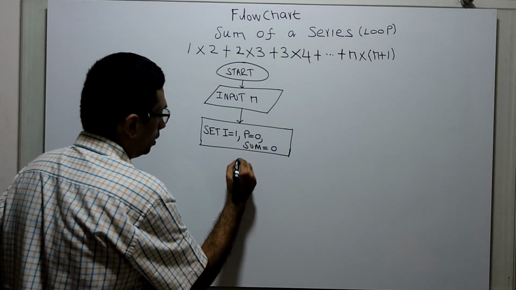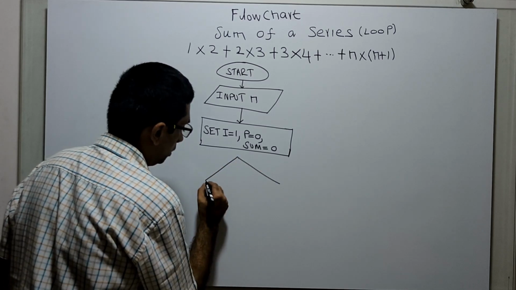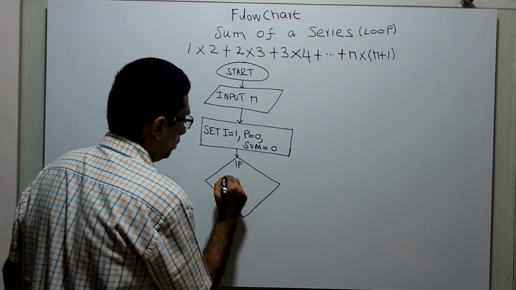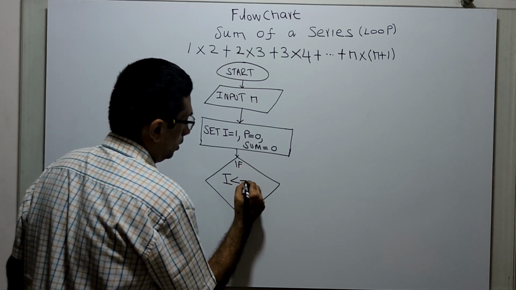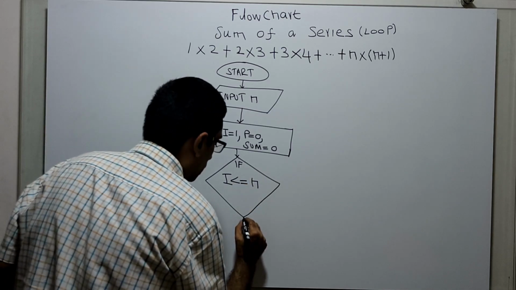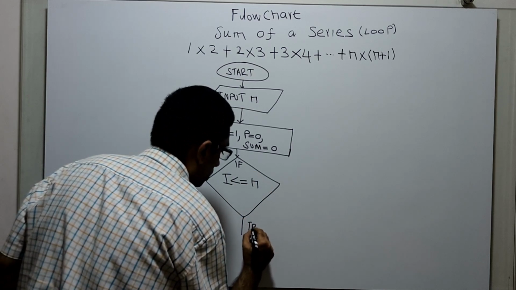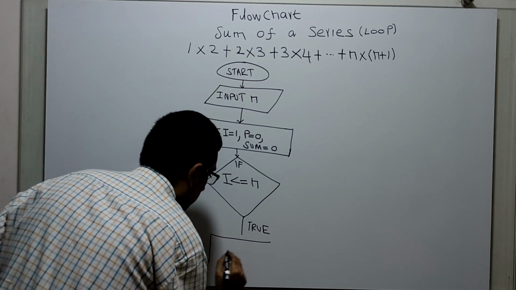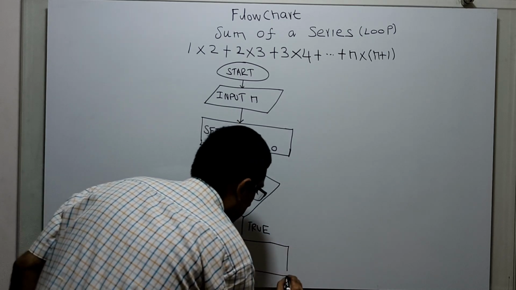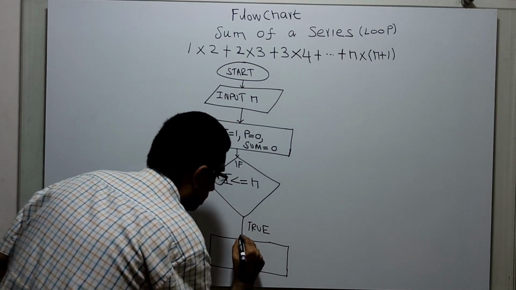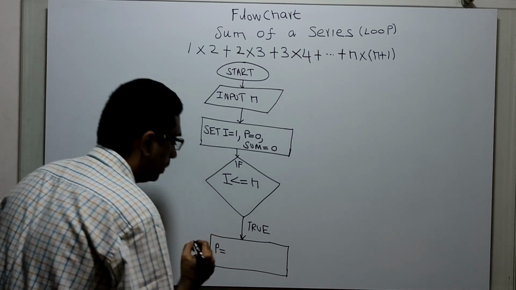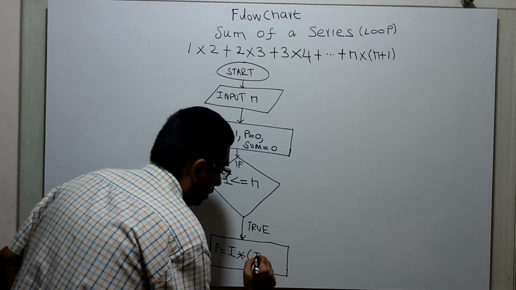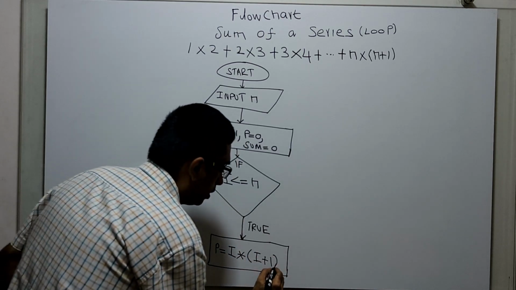Next, I am checking if I less than or equal to n, which is true. True means I am calculating the p. P, the variable, is to store the product of I multiplied with I plus 1. This is the first step.